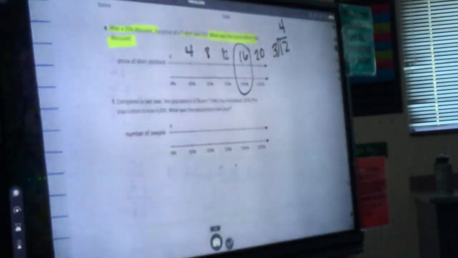Sophia. To get the number 8 for 50%, we multiplied 4 by 2 because 25% is half of the 50%. Okay, so you looked at it strictly in terms of percents. Yes. Okay, that is perfectly fine. Was there any other ways? What, Daniel?